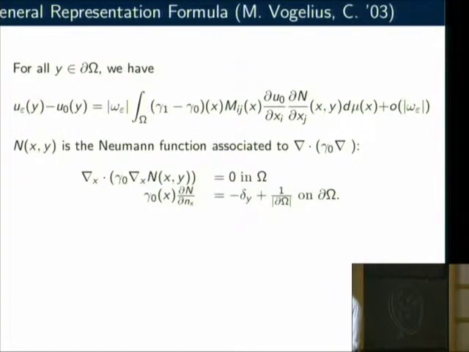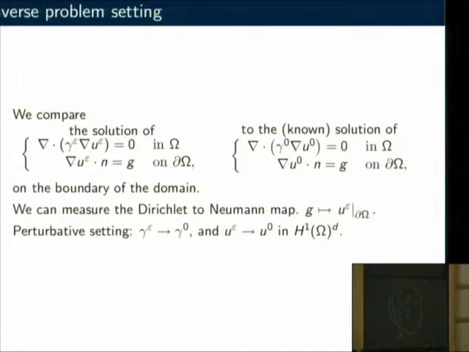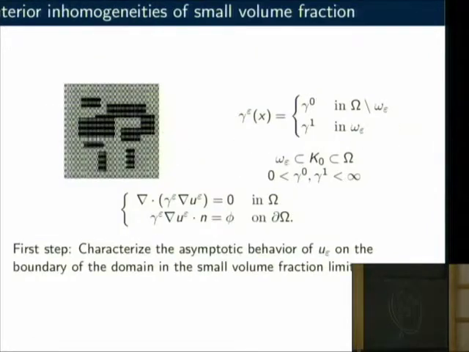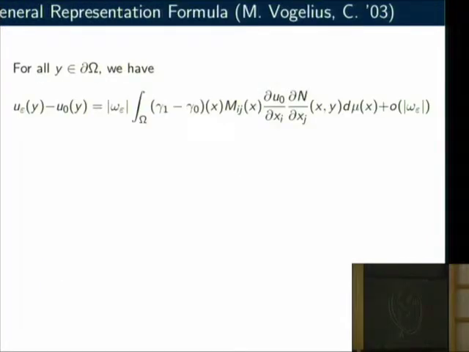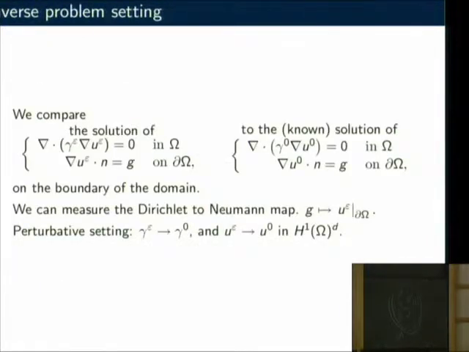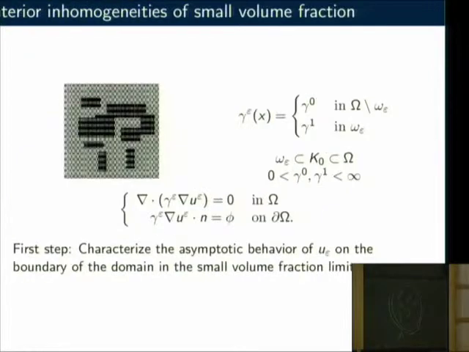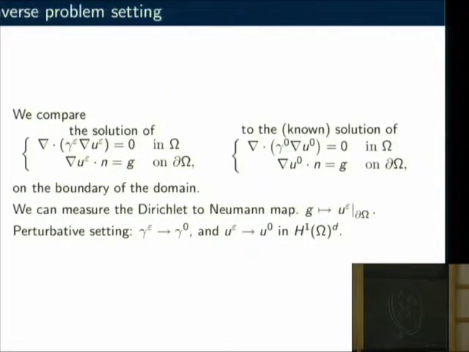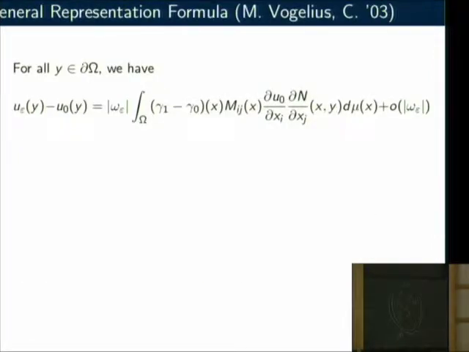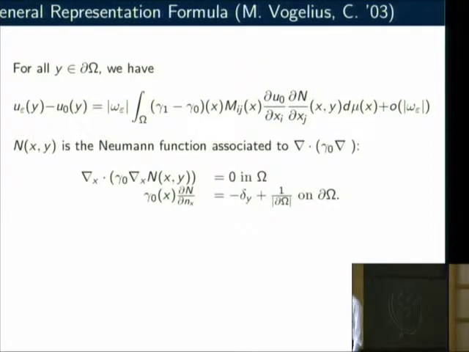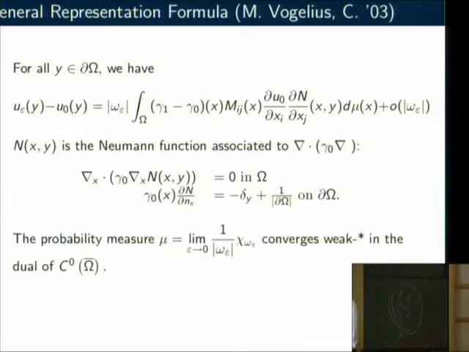Okay. So by definition, u0 of y, sorry, u0 applied to N applied to g gives you u0, right? So this is your Neumann function.